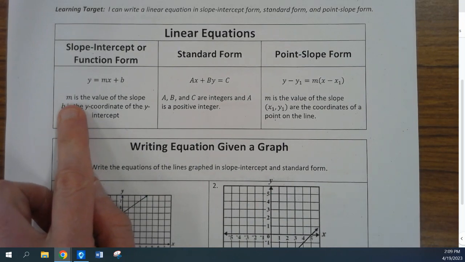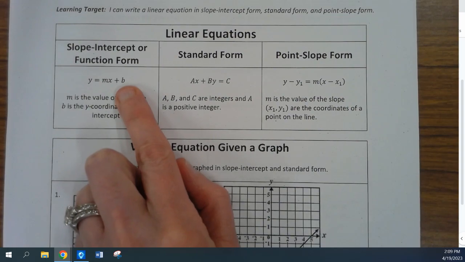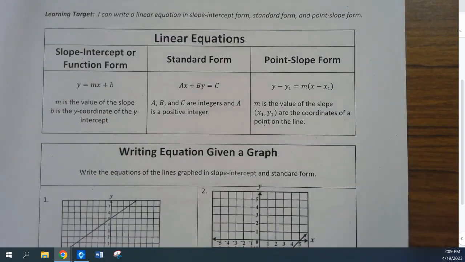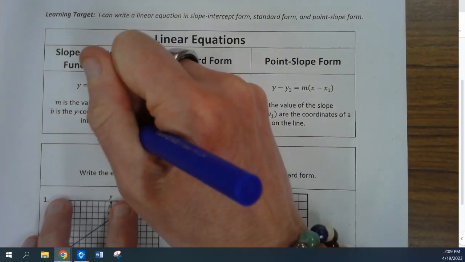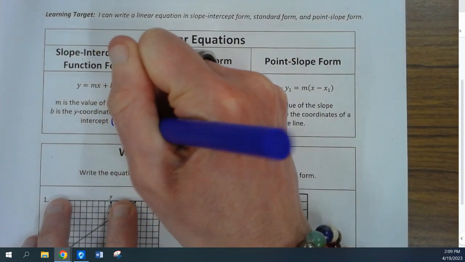The coefficient of x is our value for slope. We represent that with m. And the value for b is the y-coordinate of our y-intercept. And again, we usually write that as an ordered pair 0, comma b.